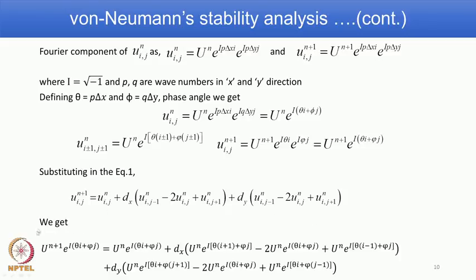With these definitions, an expression for each individual term, we now substitute in the final discretized equation and we get the expression as shown here. You can identify or recognize the left hand side, for example, U at n plus 1 times e to the power of I (theta i plus phi j) is for u i comma j at n plus 1. Similarly, all other terms are independently written in this final expression as shown here. Now, we will apply von Neumann stability analysis to this equation. In other words, we rearrange and then find the amplification factor, the limit for the amplification factor, and get an idea of the stability condition.